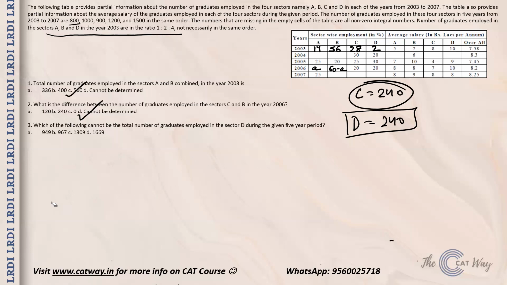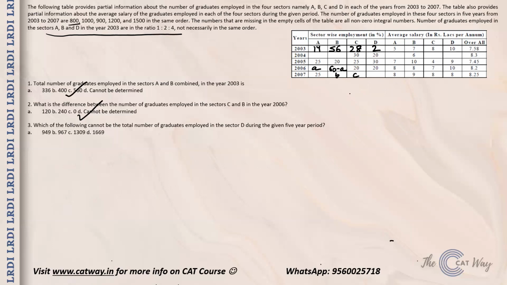All right guys, so let us now consider the year 2007. We are considering the year 2007. So let's say this is B and this is C. In that case, the D ones will be 100 minus 25 minus B minus C.